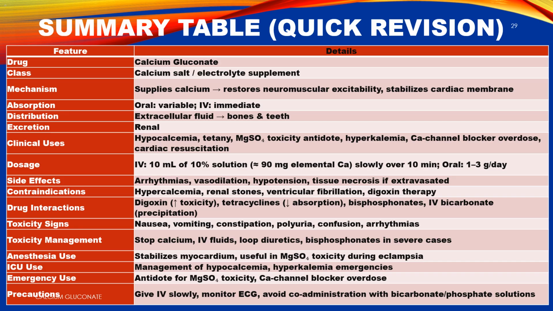Use in specific settings. Anesthesia. Stabilizes myocardium and is useful in MgSO4 toxicity during eclampsia. ICU. Management of hypocalcemia and hyperkalemia emergencies. Emergency use. Antidote for MgSO4 toxicity and calcium channel blocker overdose. Precautions. Administer IV slowly. Monitor ECG during administration. Avoid co-administration with bicarbonate or phosphate solutions to prevent precipitation.